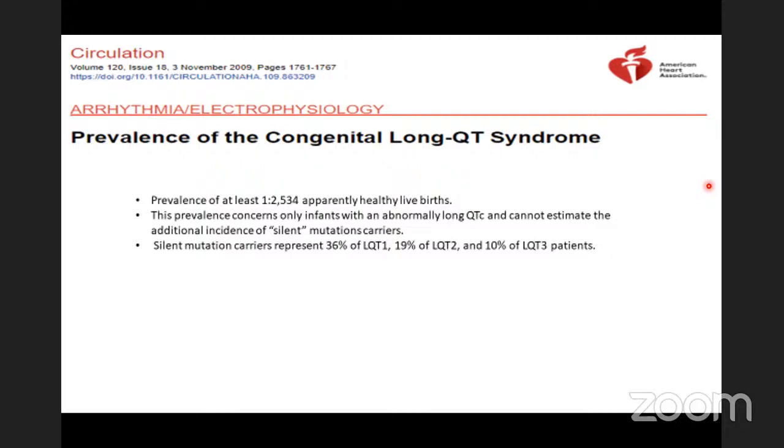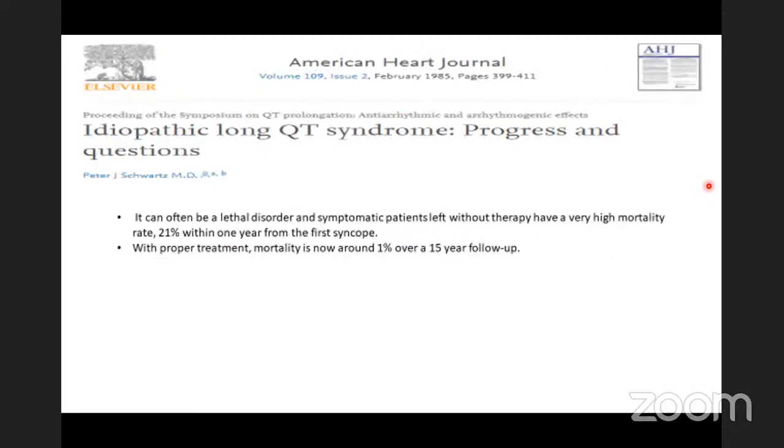And what are the things that make you realize that this patient can have long QT syndrome? It's usually bradycardia. For long QT syndrome, it's usually a lethal disorder. If the patient is left untreated without therapy, there is a high mortality, up to 21% within a year from the first syncope. And if you start treating them, the mortality goes from 21% to 1%. And the treatment is very simple. It's usually a beta blocker. So you just have to diagnose them.